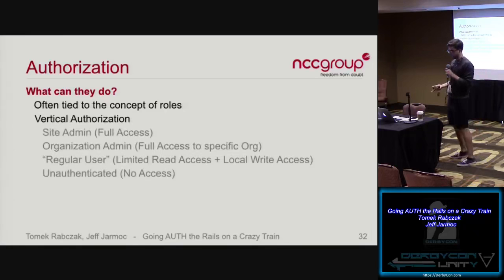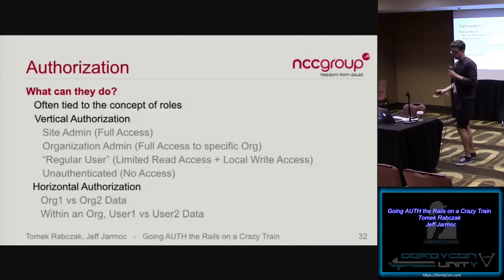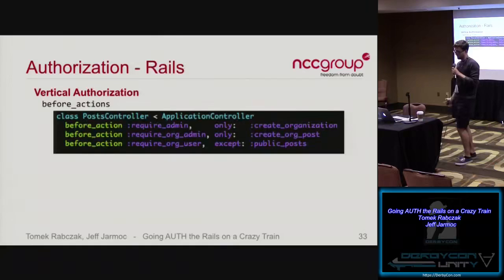So in the examples here, you might have a site admin that's full access, an organization admin that's going to have more granular access controls applied to it. Maybe full access to a specific organization. A regular user who's going to have limited read access, and then unauthenticated, who should have no access to anything. Horizontal authorization, on the other hand, is a regular user in organization 1 shouldn't be able to see the data of organization 2. So what does this look like in authorization?